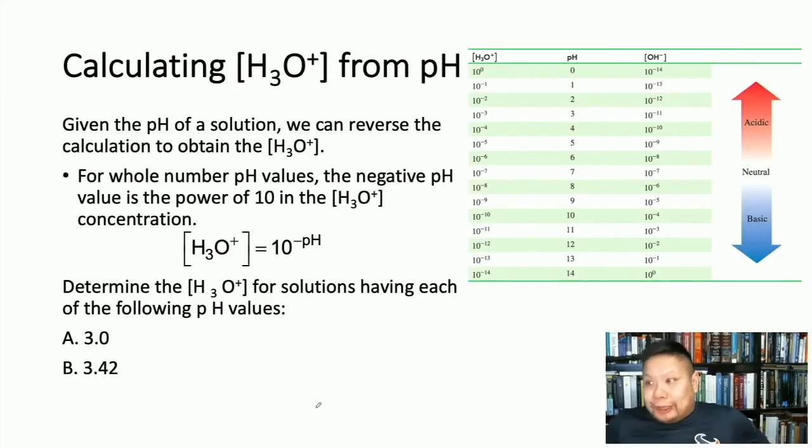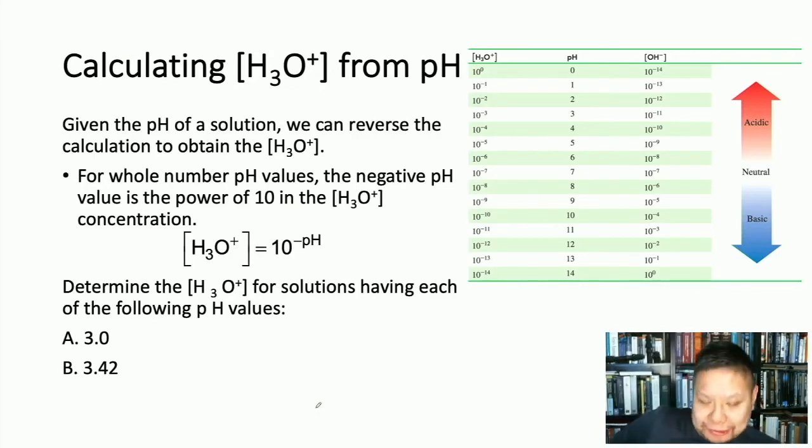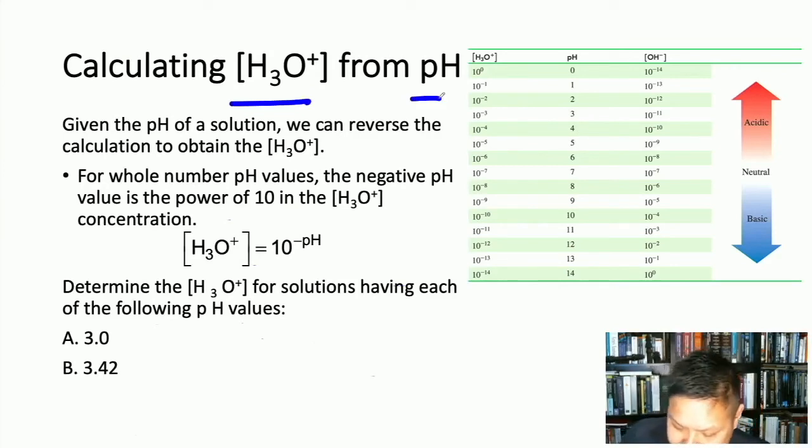So knowing that we can calculate pH using the hydronium ion concentration, we can also go backwards and calculate the hydronium ion concentration from the pH. How do we do that? Hydronium ion concentration equals 10 to the negative pH. 10 to the negative pH. So let's try that for these examples down here.